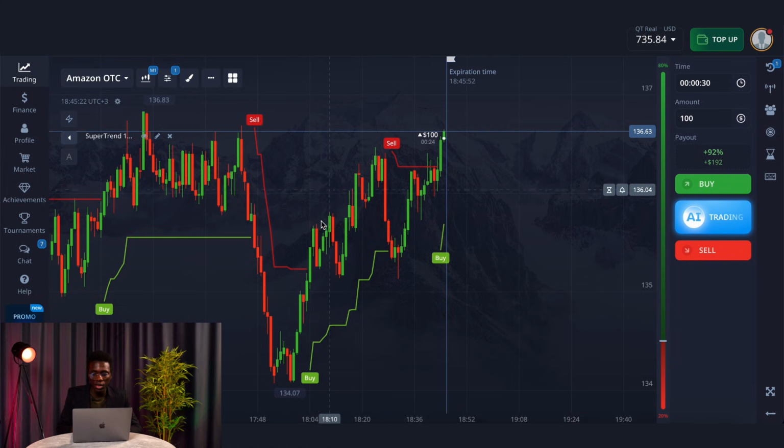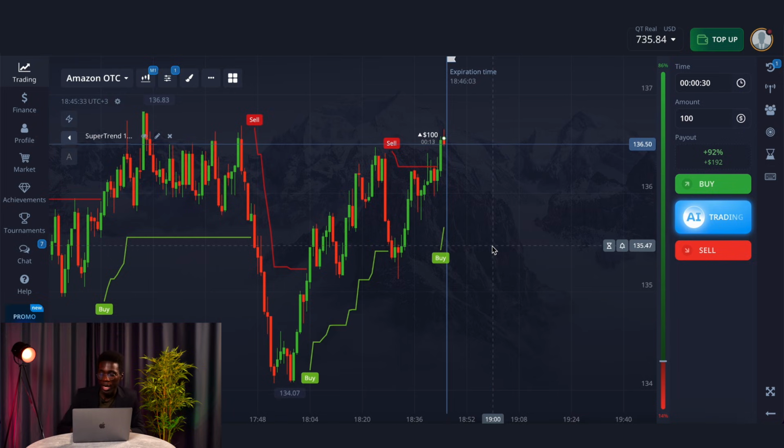As we explained, using our super trend indicator, whenever the market crosses the red line to the upward part, we're going to expect very good volatility on the buyer's side, and that is what we are capitalizing on to secure our next win for this session.